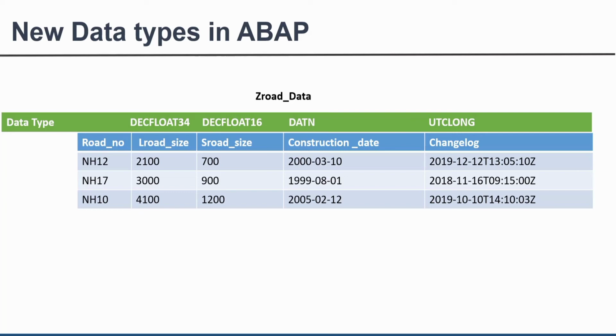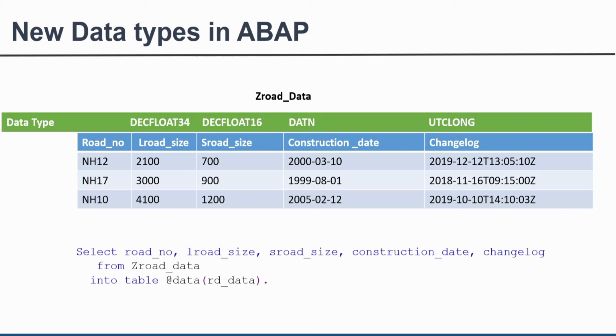This change log, you can see, is a date and timestamp. So this is how you can create a table using these new data types in ABAP. And if you want to write a select statement on top of it, you can see over here how you can write it. It is the normal way you write it normally. Select road number, L road size, S road size, construction date, change log from table into table @data(rd_data). So this is the normal way you will write a select statement on top of this.